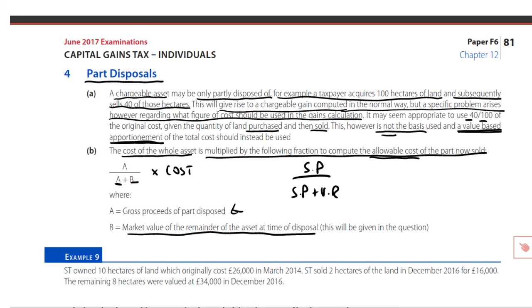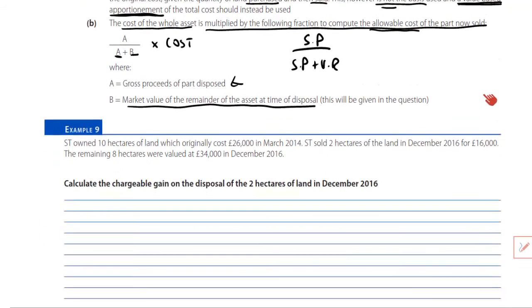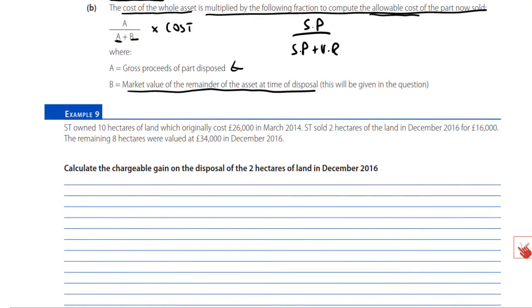Now let's see how this works with our little example 9 here. Right, we've got to calculate the chargeable gain. We've used again land on the disposal of the 2 hectares of land in December 2016. Right, what are we told? ST owned 10 hectares of land, the original cost £26,000. In March 2024, sorry, that was when we bought it.